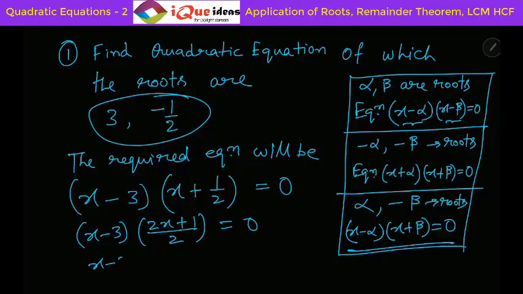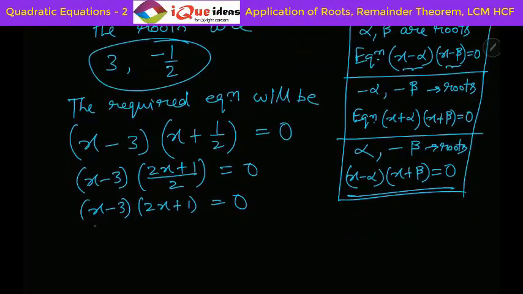This side we will have (x - 3)(2x + 1) = 0. If you open the bracket and simplify, it will give us x multiplied by 2x, which is 2x², plus x into 1 is plus x, minus 3 into 2x is minus 6x, minus 3 into 1 is minus 3, that is equal to 0.